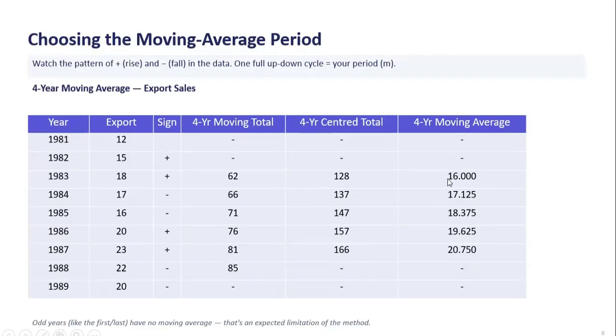The trend values obtained are 16, 17.125, 18.375, 19.625, 20.75. These moving averages smooth out irregular changes and clearly show the increasing trend in the export sales.